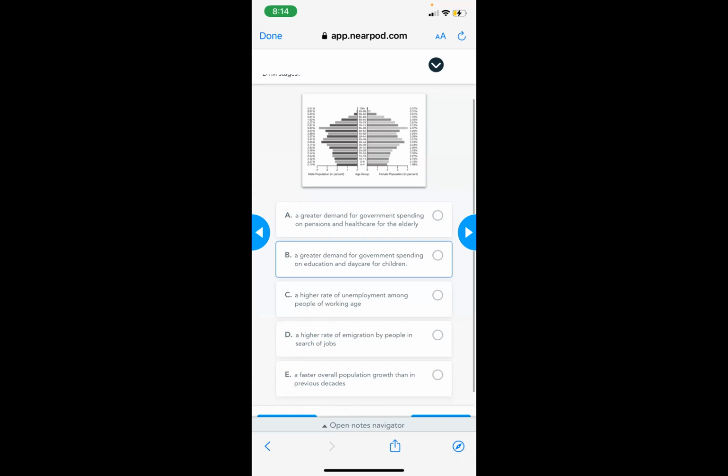Okay, so the question is basically which is most likely a bigger concern for the countries represented in the pyramid than for the countries in order DTM stages. What does DTM mean? That's the question I'm also having.